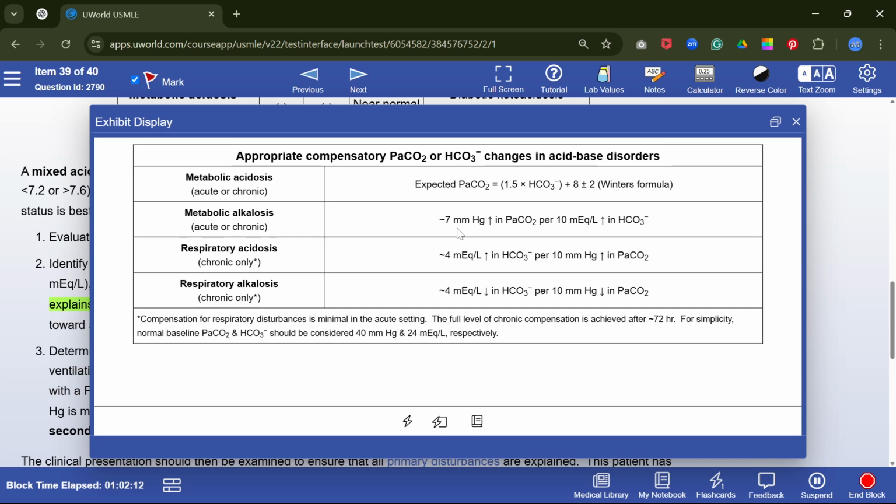In primary metabolic disorder, higher than the expected PaCO2 indicates primary respiratory acidosis, and lower than the expected PaCO2 indicates an additional respiratory alkalosis.